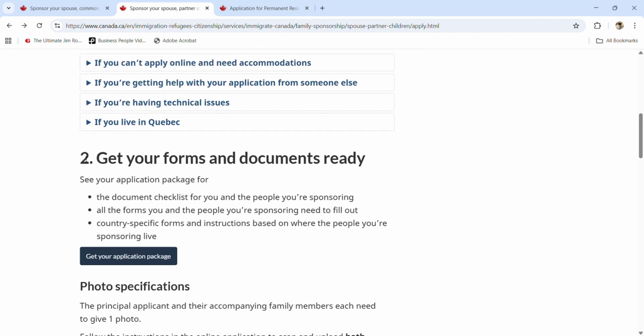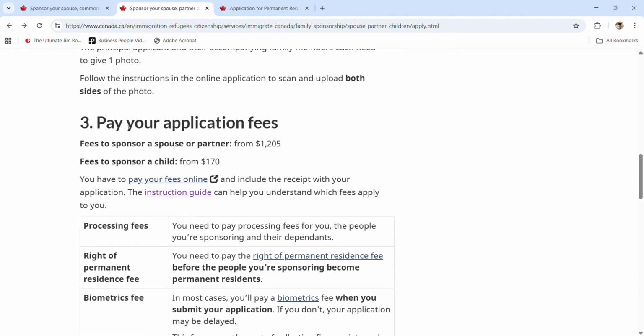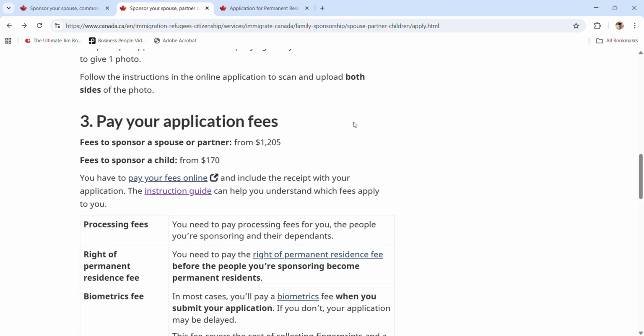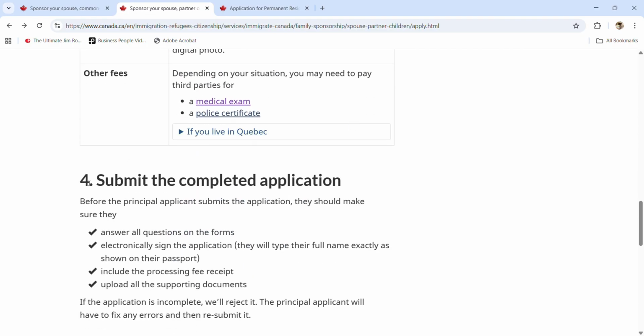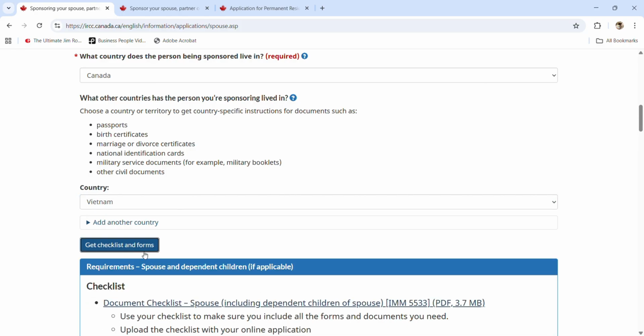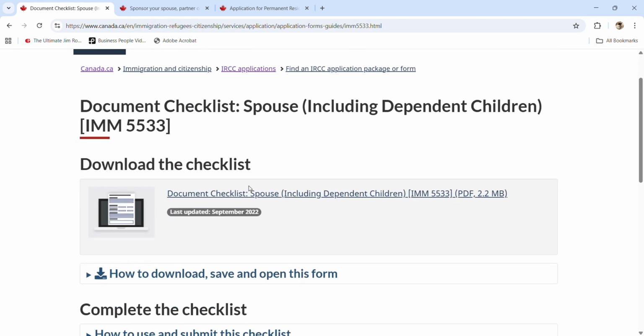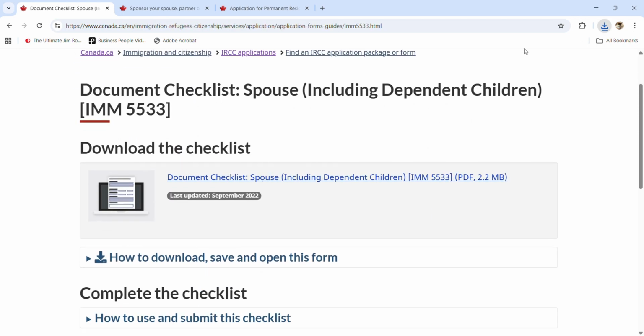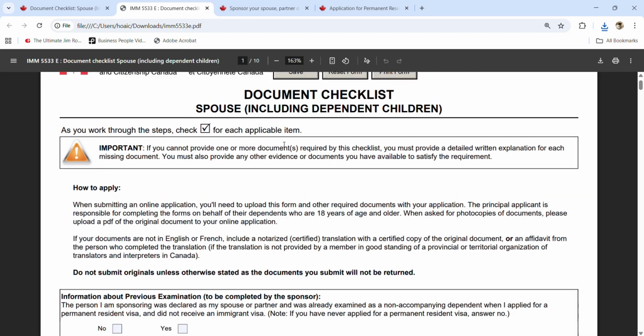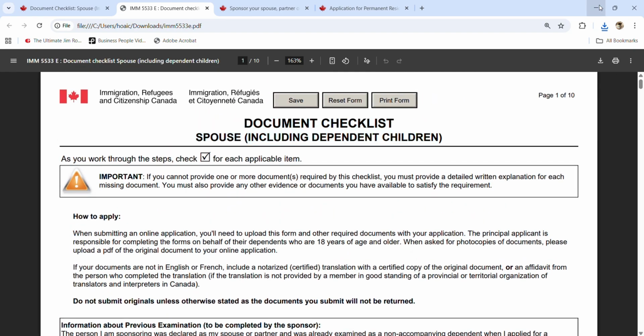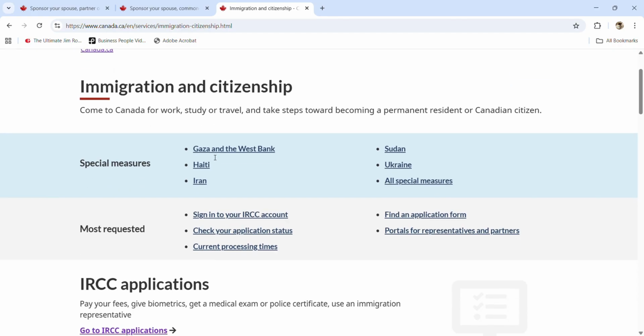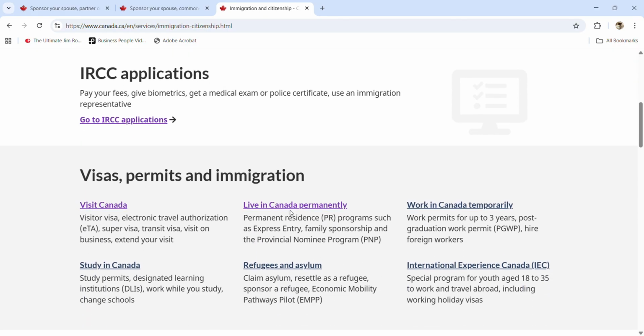Second, get your forms and documents ready. Third, pay your application fees and then submit the completed application. And this is the first part, an overview of the spouse or common-law partners in Canada class. Let's get started. On the IRCC website, you select Live in Canada permanently.